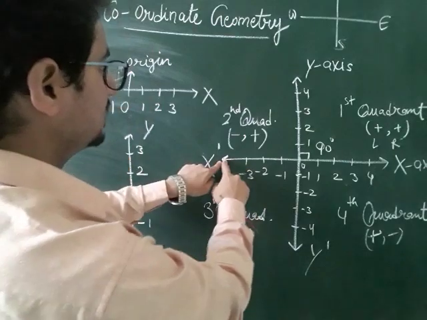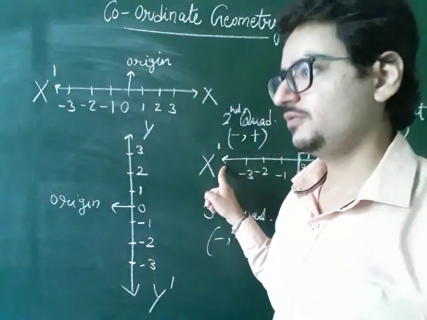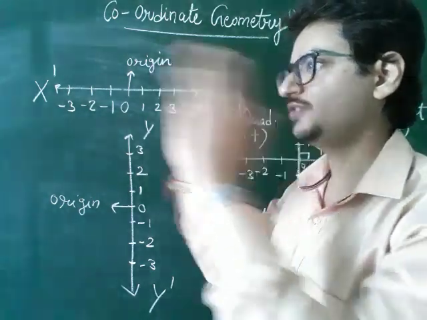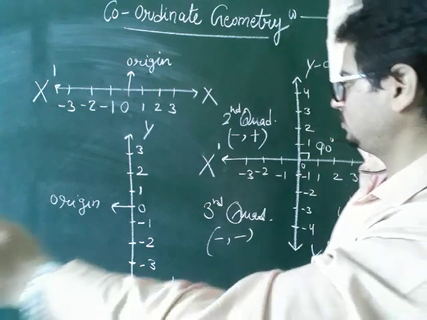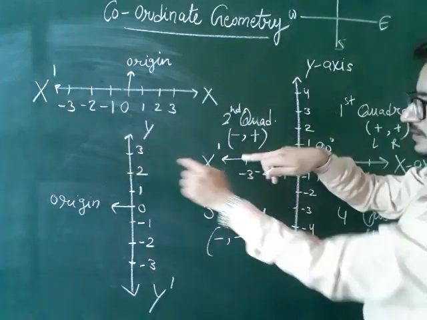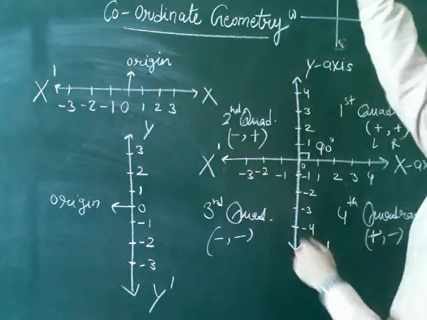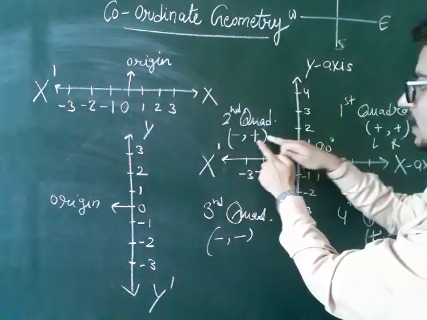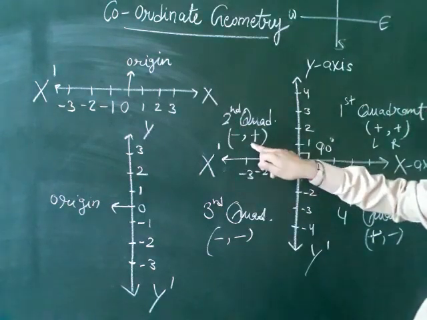Now when we face west, in this direction our face will be here and this is our left hand and this is our right hand. And you can see the sign of the left hand is minus, so we will write minus first, and this is our right hand, and according to the right hand it will be plus. So the coordinates of the second quadrant will be minus plus.